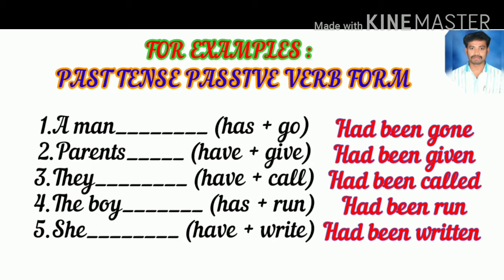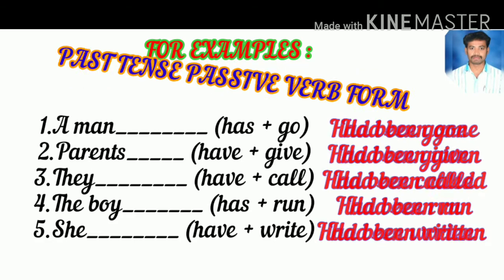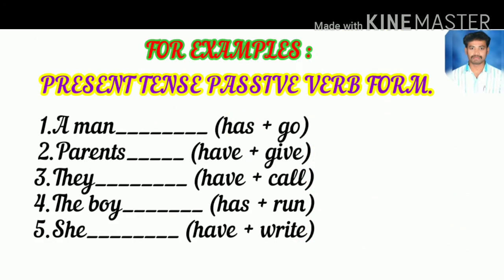Okay, so now we will move to the present tense. It means I am going to take the same sentences. So you just want to observe what are the differences between these two. Okay, so here the past tense, and now we will move to present tense. Okay, the same question here, it means dashes. So a man dash in bracket has plus go.